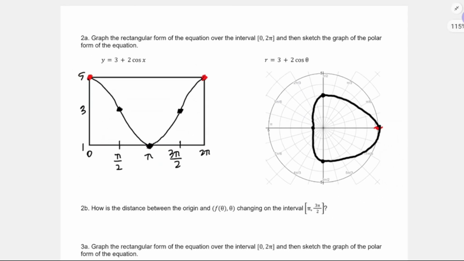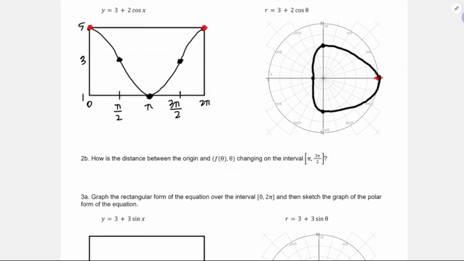When I say we really don't need you to produce a whole lot of polar graphs, we need you to look at them and reason with them. And part of building that skill is going to be graphing a few of them at the beginning, but that's not something you're really going to be asked to do on the assessment.